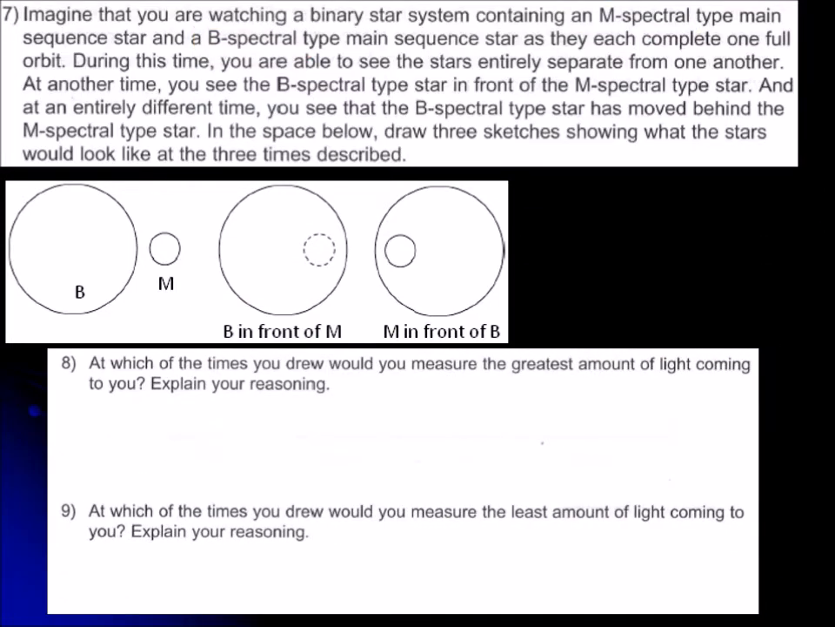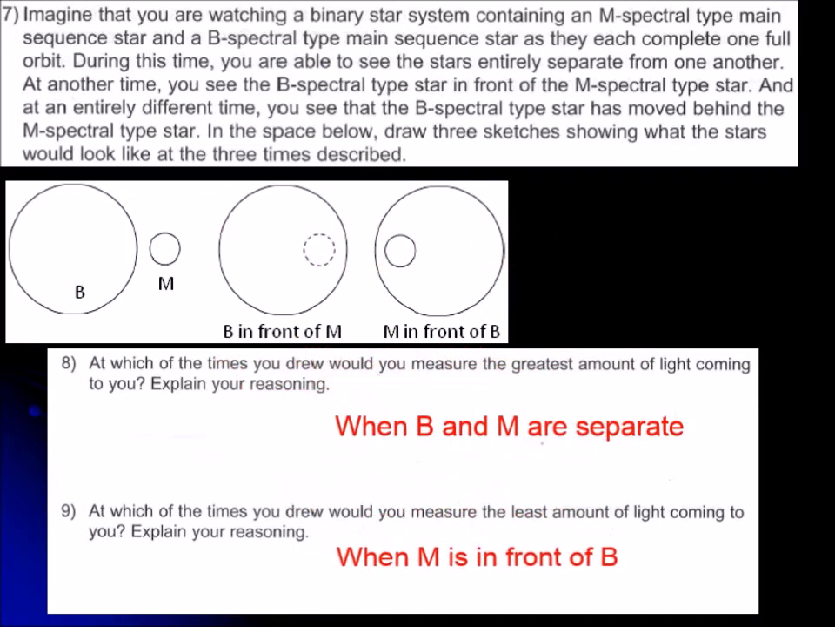Question 8. At which of these 3 times would you measure the greatest amount of light? Well, it is clear that in this case we would see the largest amount of light because the brightness of M is added to the brightness of B. But for question number 9, at which of these 3 times would you measure the least amount of light? Well, in this case M is taking a little bit of the B brightness and replacing it by an M, which is much dimmer. So it's when M is in front of B.